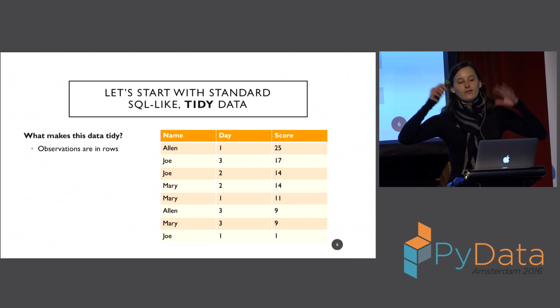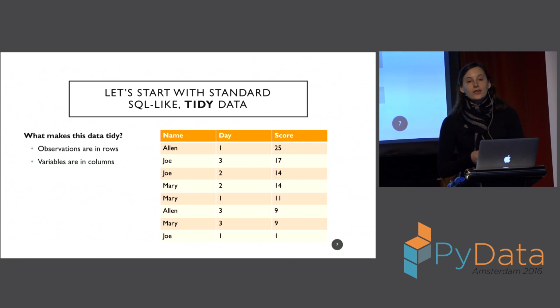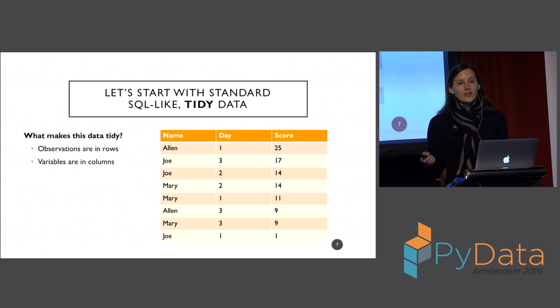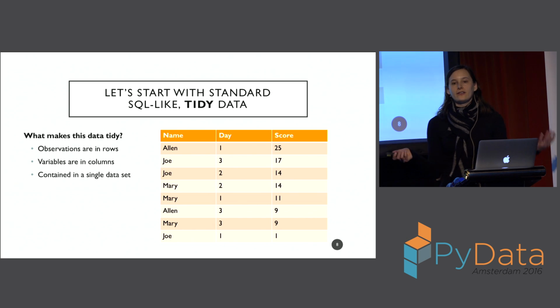We don't do any sort of polluting one row with another. We don't want to have many, many columns. That's part of the idea of tidy. Only your variables are in columns, right? Something that can be different. And it's contained in a single data set, and I think we all like that, right? We want all our data in one place, readily accessible.